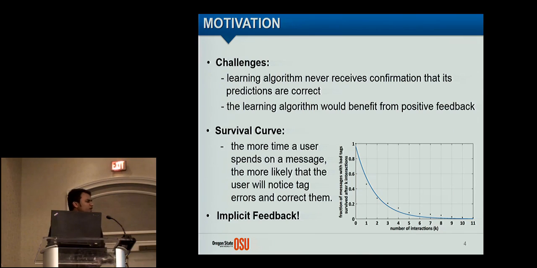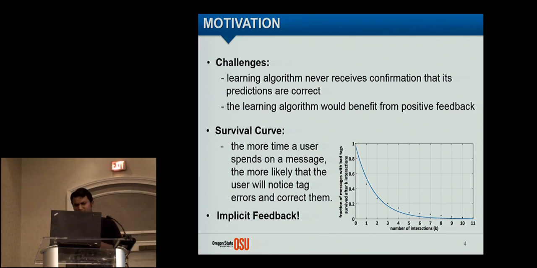Before jumping into implicit feedback, we did something called survival analysis. We wanted to see how long a mispredicted tag survives before the user actually notices the tag is wrong. How long is measured in terms of how many interactions the user has with the email message, meaning how many times the user went back and read the message, how many times the user replied to that message or saved an attachment from that message. So how many interactions the user had with that message.